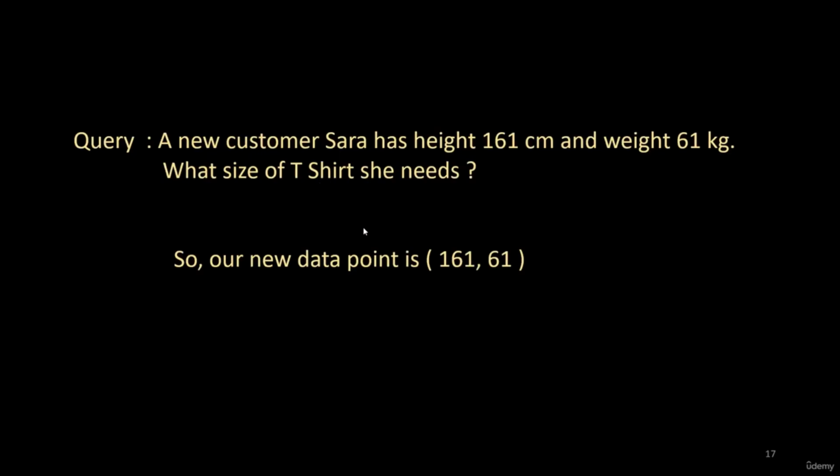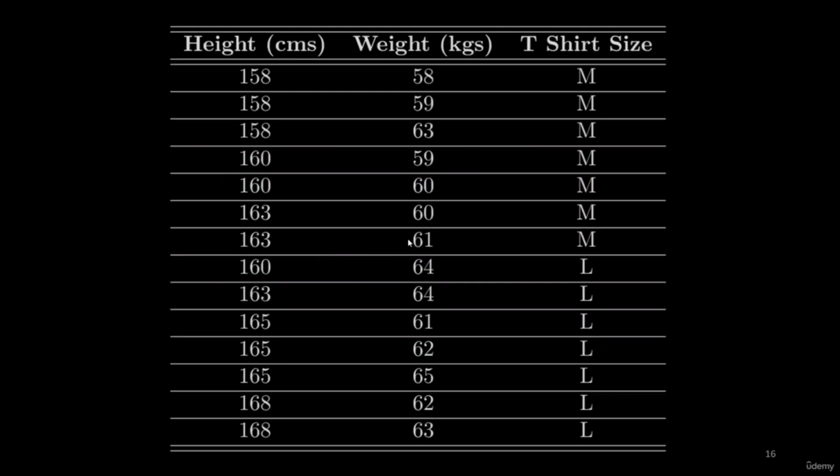Now, a new customer, Sarah, has height 161 centimeter and weight 61 kg. What size of t-shirt does she need? It means this is our new data point and the coordinates are 161 and 61, where 161 is the height in centimeter and 61 is the weight in kg. Let's check whether this point is present in our data set or not. If we go back, we can see that 61, which is the weight, is present in 2 different places in our data set, but 161 is not present anywhere in the height column. It means this is a totally new point and we have to apply KNN in order to recommend the size of a t-shirt to the new customer.